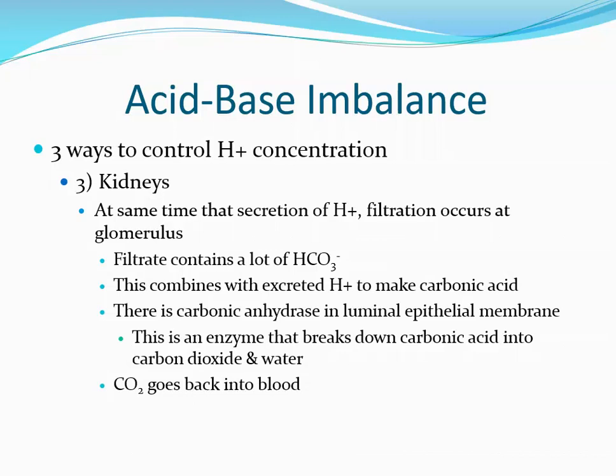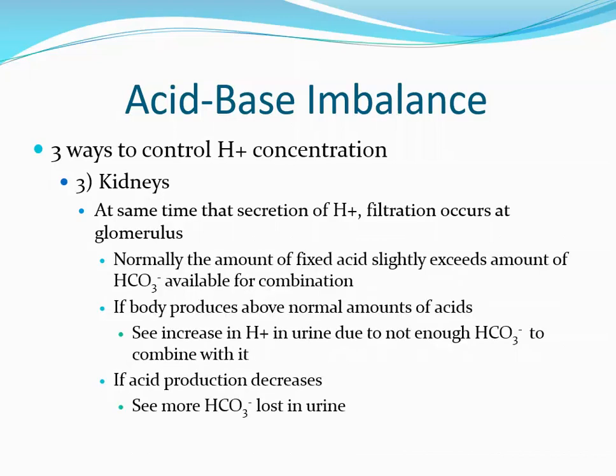This CO2 has the potential of going back into the blood, and this could just complicate the problem. We're trying to excrete acids. Now we're picking up more CO2. This has the potential to create more acids. Normally, though, the amount of fixed acids slightly exceeds the amount of bicarb available for combination. So usually the secretion of hydrogen ions is going to be greater than the number that will combine with bicarb and come back into the body.